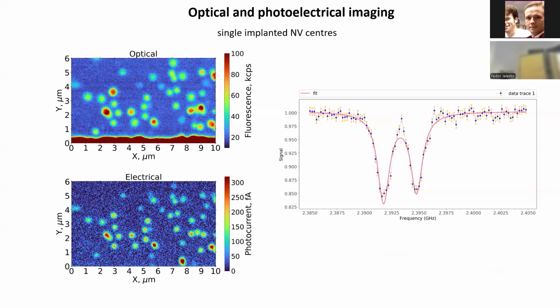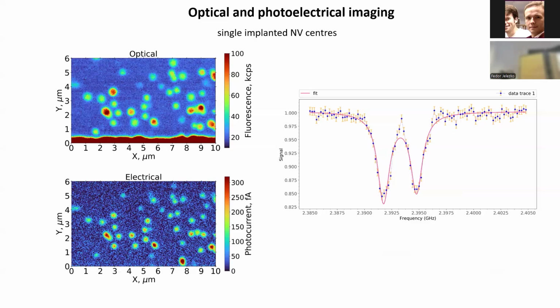So 100 or a few hundred femtoamperes is, of course, a lot of photoelectrons per second. Actually, you can drive it all the way up to 10 picoamperes, and that would correspond to about 10 to the 9 photoelectrons per second detected from a single NV center. That should be compared to a few 100,000 photons per second detected in photoluminescence.